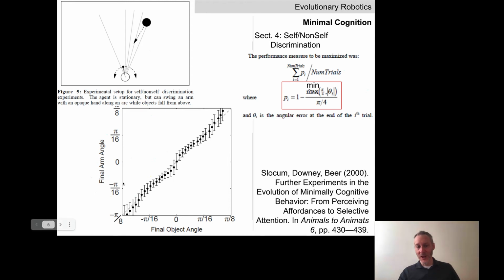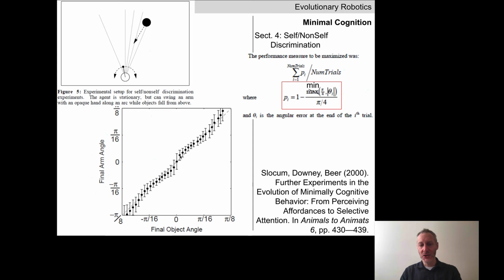When it hits, we can plot the final angle of the arm. Again, negative being the arm is to the left of the agent's front, and positive angles are the arm is to the right of the agent. What does all of this information here tell you about how the agent is doing? While you're thinking about that, and if you have an idea, go ahead and type it into chat.